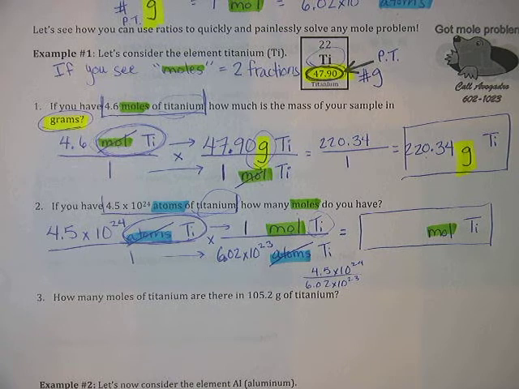Type it yourself, and then I'll show you what it should look like in your calculator if you type it correctly. Go ahead, type it yourself. 4.5 E24 divided by 6.02 E23.